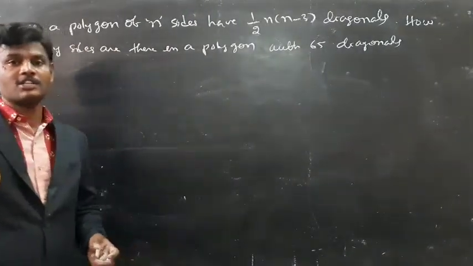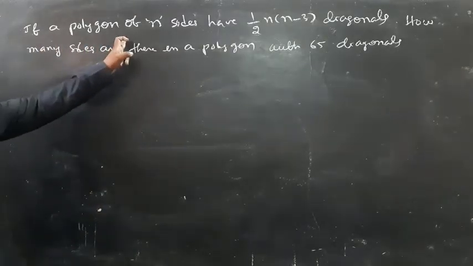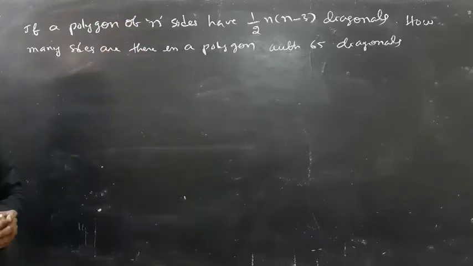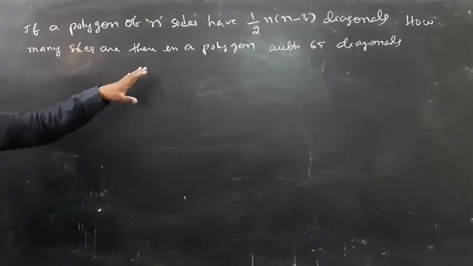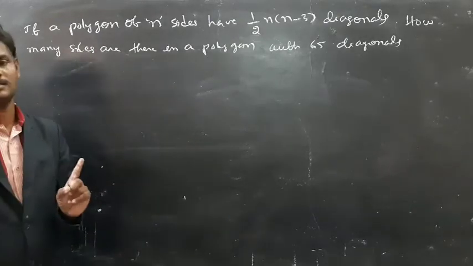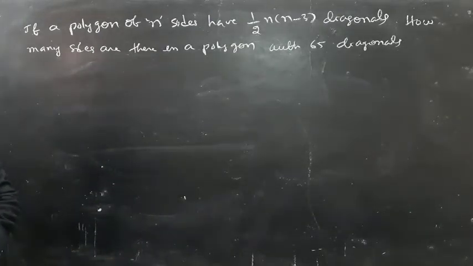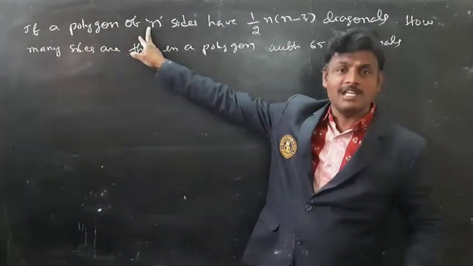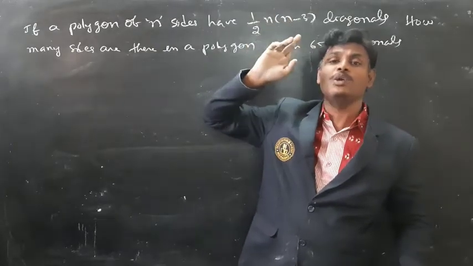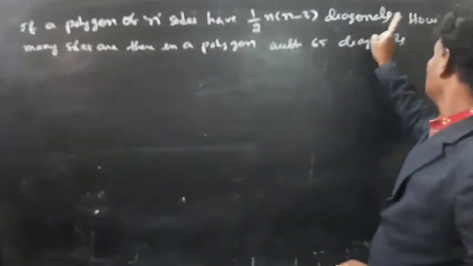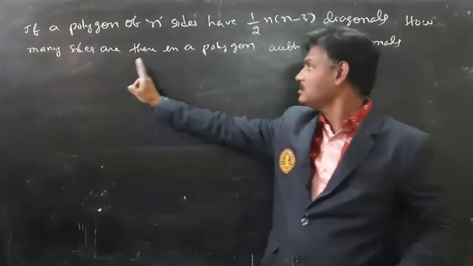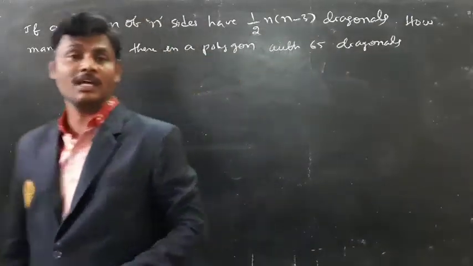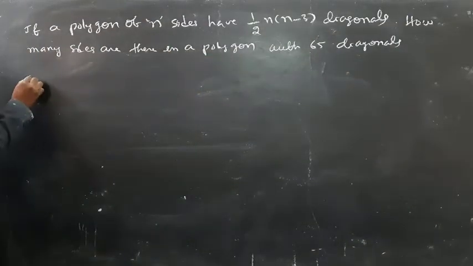Here is another question, class students. If a polygon of n sides has half n into n minus 3 diagonals, how many sides are there in a polygon with 65 diagonals? Solution.